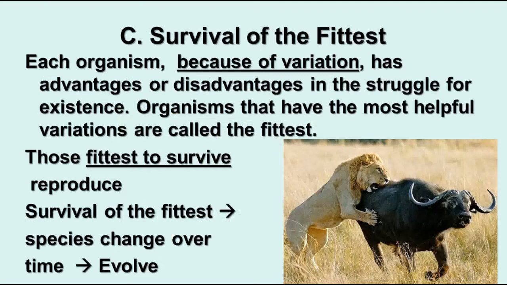Third, the ones that survive are the ones that, because of the variations that they inherited, have advantages or disadvantages in that struggle for existence. The ones that have the variations that help them the most are the ones that survive to reproduce, and that's the important part. They have to survive and reproduce to pass on those genes to future generations. Because the fittest ones survive to reproduce, over time their characteristics are going to be more dominant in the population, and the species over time is going to change or evolve in ways that lead to different outcomes than they had to begin with.